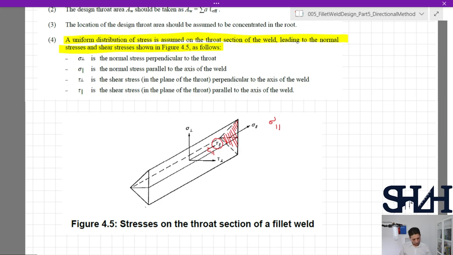If this is the weld leg size and this is the throat of the weld, then we can see that a is the minimum value in transmitting the load from one plate to the other plate. So as a result, tau parallel is always in this plane. Sigma perpendicular and tau perpendicular are the normal and shear stresses in this plane.